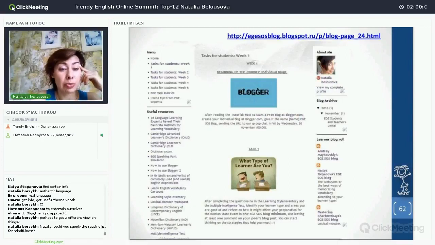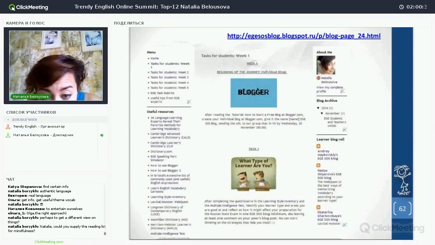I know that it's not fashionable to talk about learner types because we're all mixed, yeah? So there are no visual learners, just kinesthetic. But it's good to know something about your inclinations and maybe do multiple intelligence tests and so on. They did a test online in English, found out something about their learner types, and their task was to identify their learner type and areas they're good at, and reflect on how it might affect their preparation for the exam, again, in their learner blog.